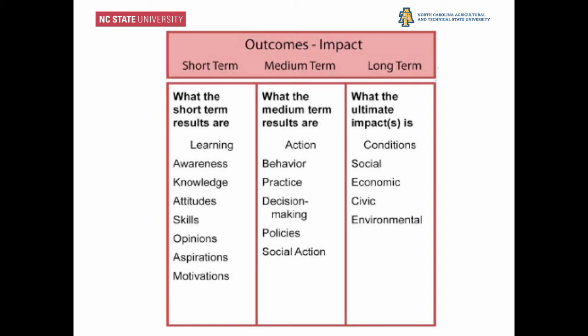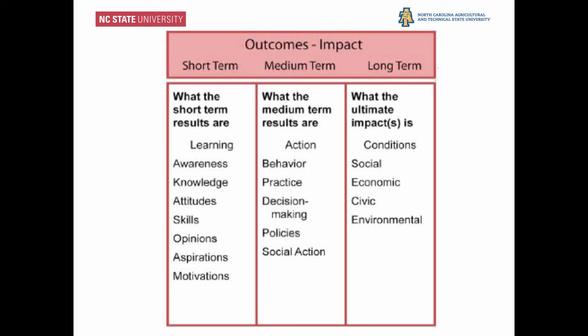Medium-term outcomes involve action and early-stage behavior change in practice, decision-making, or policies. For example, the number of producers reporting reduction in fertilizer use per acre, the number of participants that have adopted farm safety practices, and the number of participants growing food for home consumption.